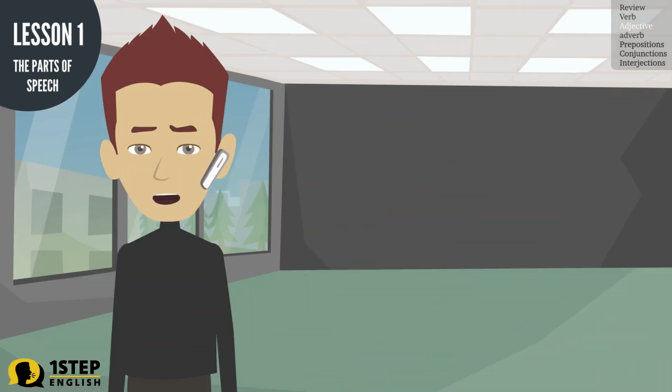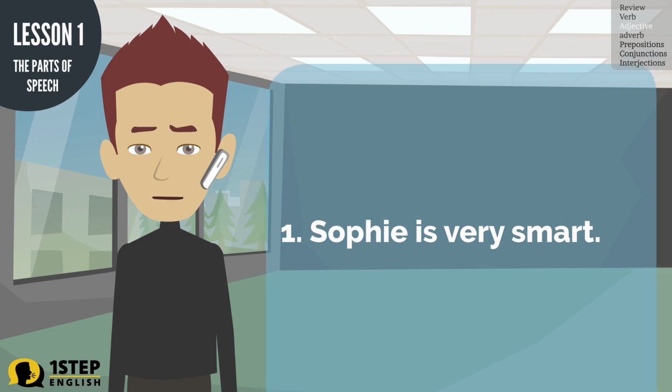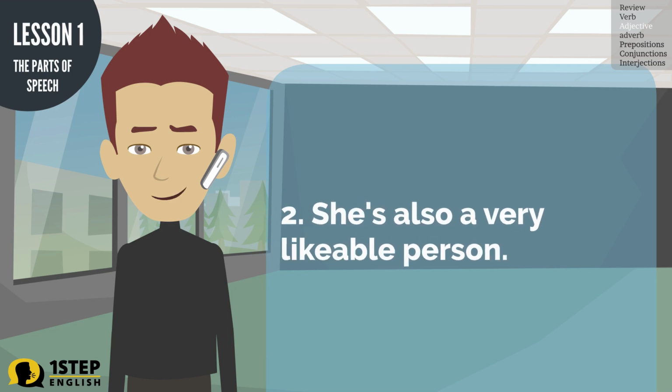Now, let's test your knowledge. In each sentence that follows, determine which word, if any, is an adjective. 1. Sophie is very smart. Smart. The word smart describes Sophie. Sophie is very smart.